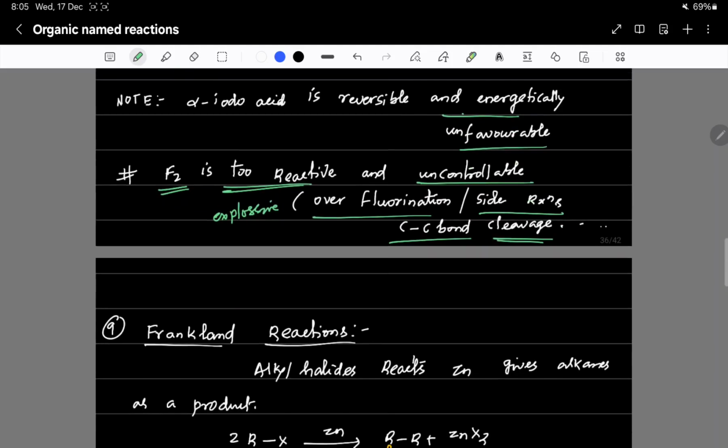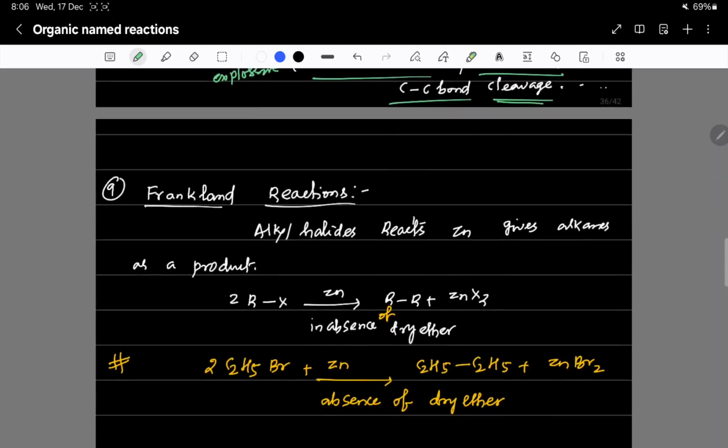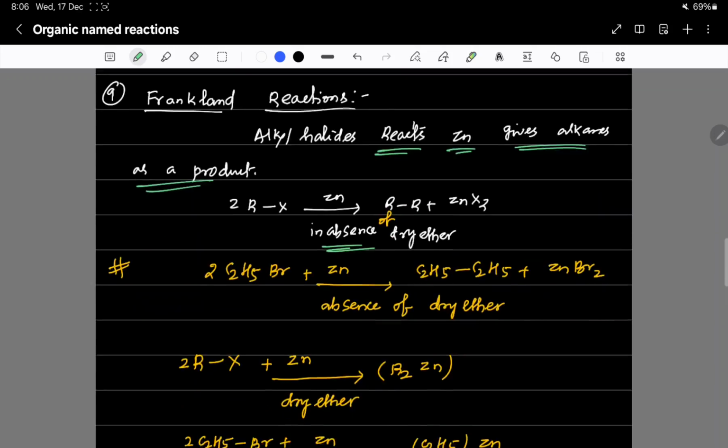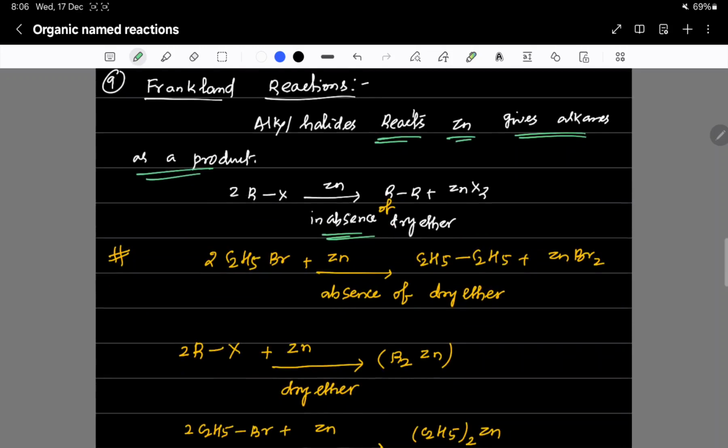Next, the next reaction is the Frankland reaction. Alkyl halides react with zinc to give alkane as a product. Here two things you need to remember: instead of sodium we are taking zinc metal only. In the absence of dry ether, the alkane is formed as the product. This point is very, very important, and in many books this point is not covered.